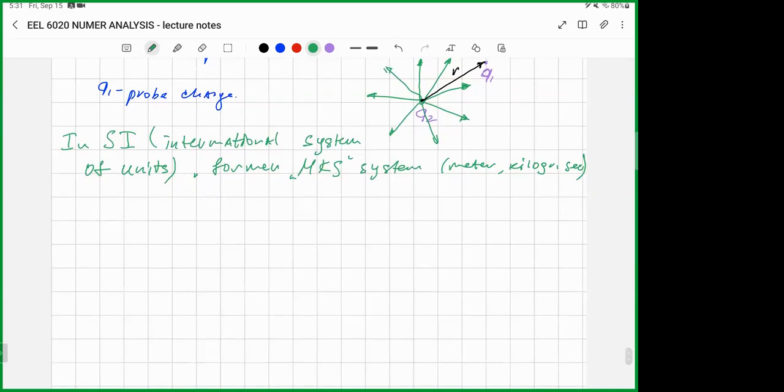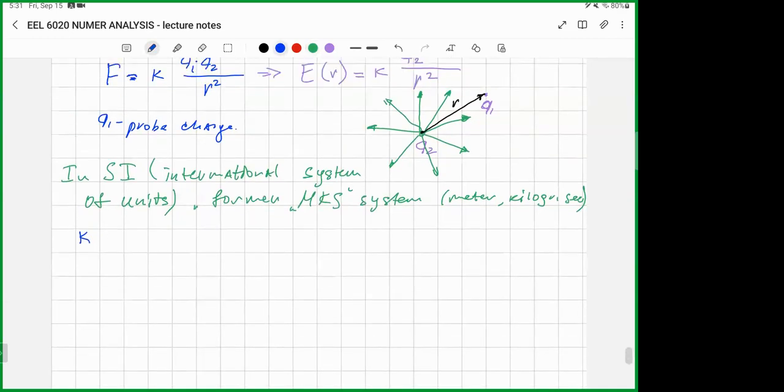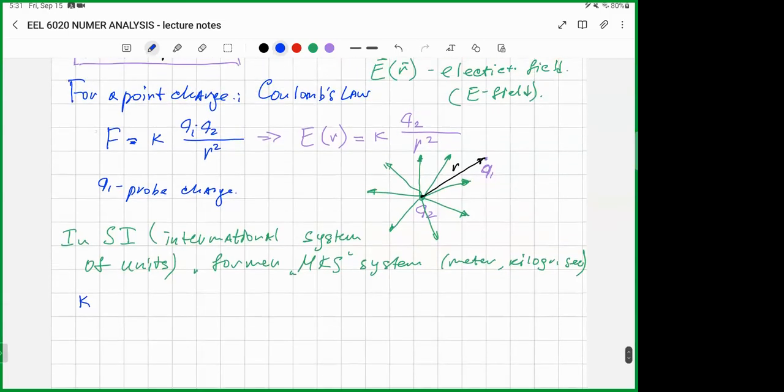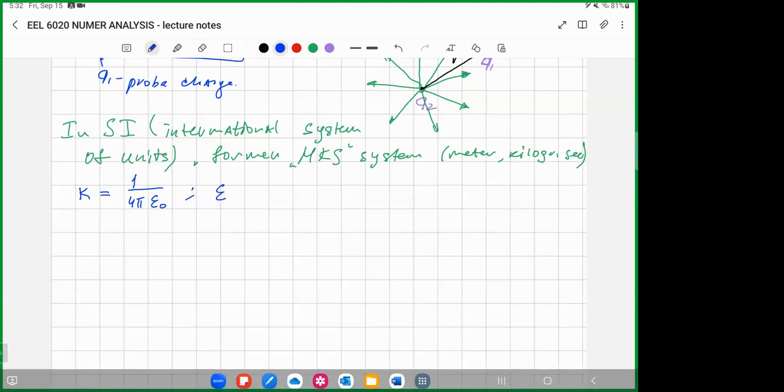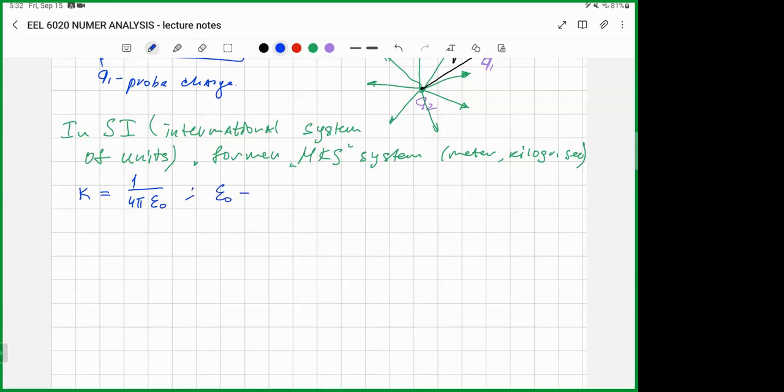So in this system, the coefficient k in Coulomb's law is equal to 1 over 4 pi epsilon naught, and this epsilon 0 is the vacuum permittivity.